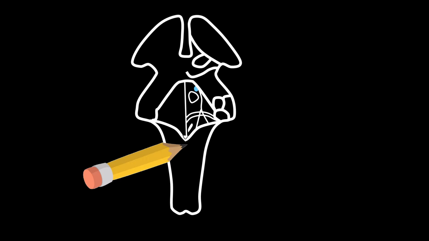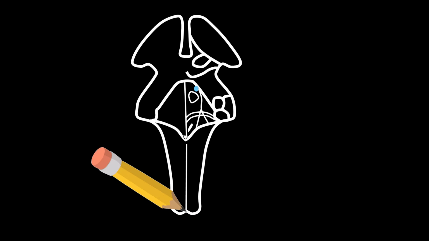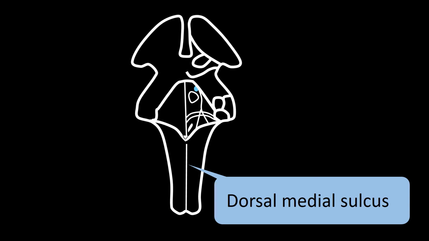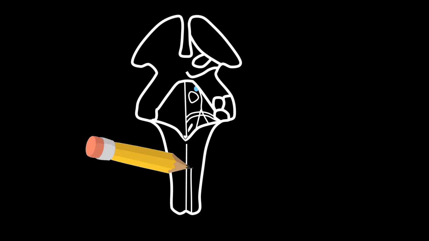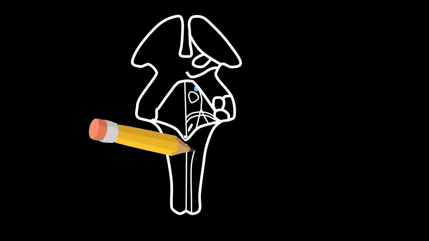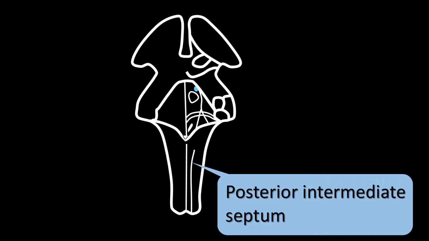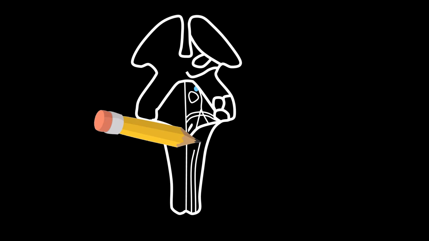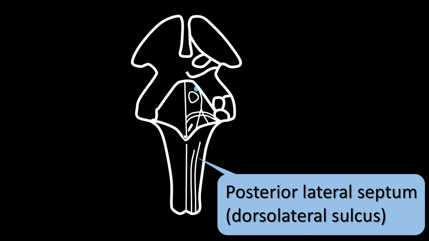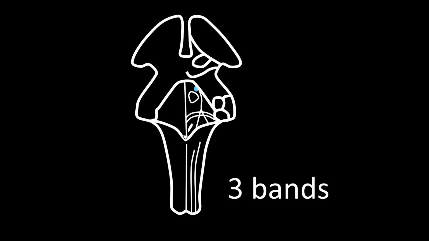Now we go under the obex and draw a line down. This represents the dorsal medial sulcus. By the side of it, we trace a line going up. This line represents the posterior intermediate septum. And next to it, we make a similar line. This line is the posterior lateral septum, thus creating 3 bands.